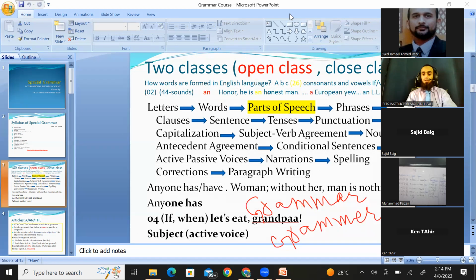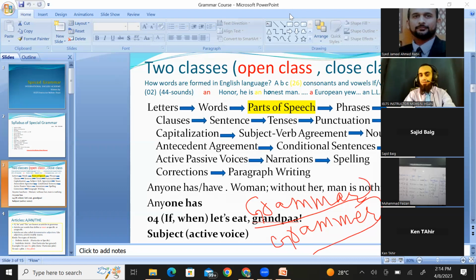Faizan, what is grammar? One grammar is with A, the other is with E. Yes, the one which we are studying. What is meant by that? You are going to learn grammar, like if you are going to learn IELTS.